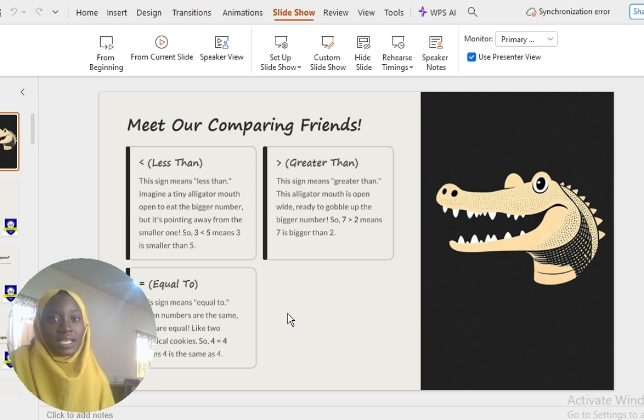Now, the next one is the greater than sign. The alligator opens his mouth widely to eat up the bigger number. When it eats up, the mouth is now facing the bigger number, which means 7 is bigger than 2. Very good. And the equal to means when the two numbers are the same.